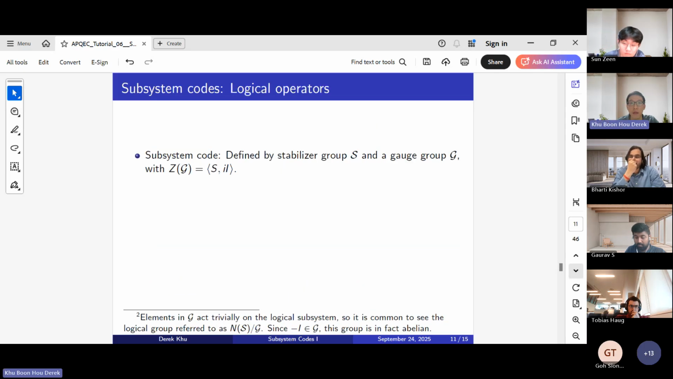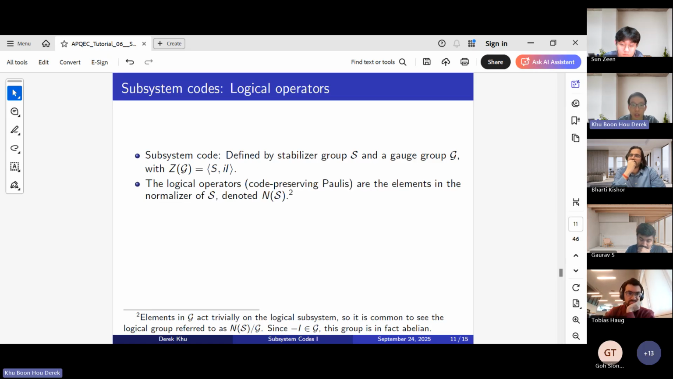All right. So what are the logical operators of a subsystem code? Recall from the previous slide, a subsystem code is defined by a stabilizer group and then a gauge group. The logical operators are the ones that preserve the code, that preserve the space Q. So they are exactly the things that are in the normalizer of S, that commute with the stuff in S.